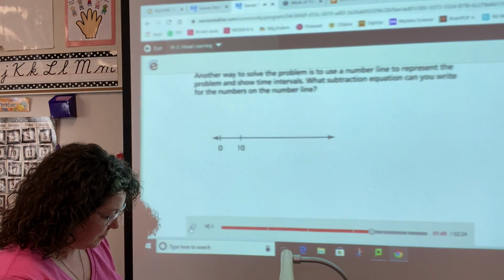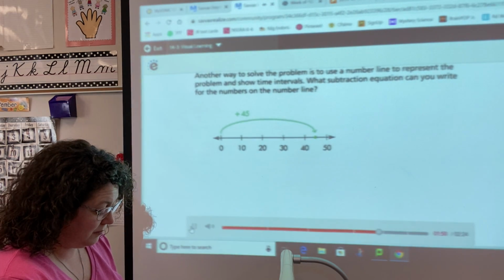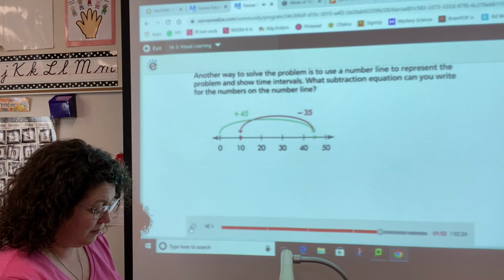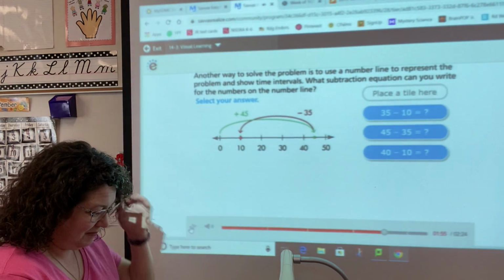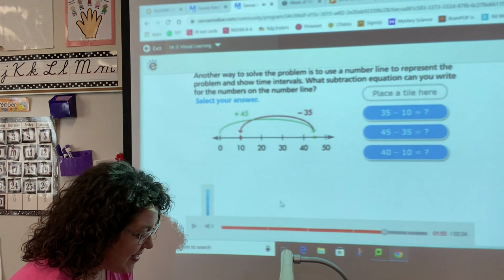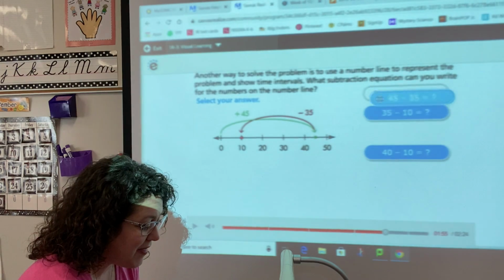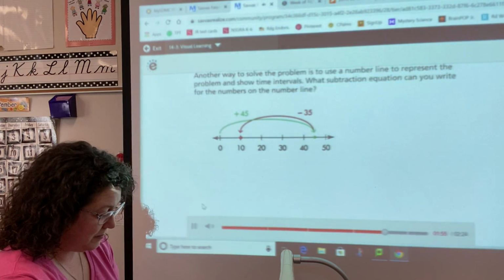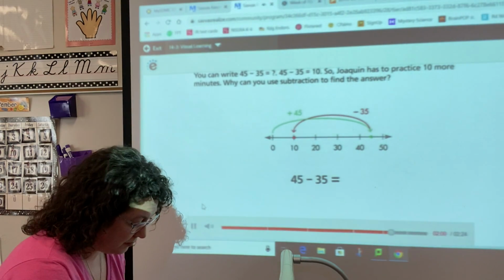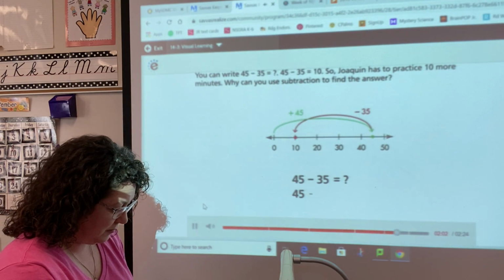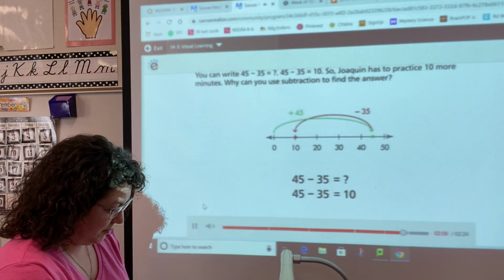Another way to solve the problem is to use a number line to represent the problem and show time intervals. What subtraction equation can you write for the numbers on the number line? We just did it. We start off with our whole, we take a part away, and then we get the other part. You can write 45 minus 35 equals the unknown amount. 45 minus 35 equals 10. So Joaquin has to practice 10 more minutes.